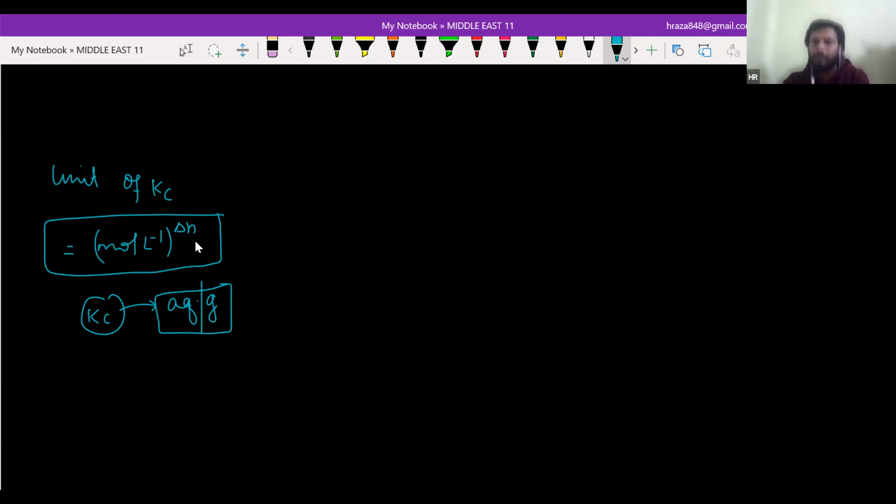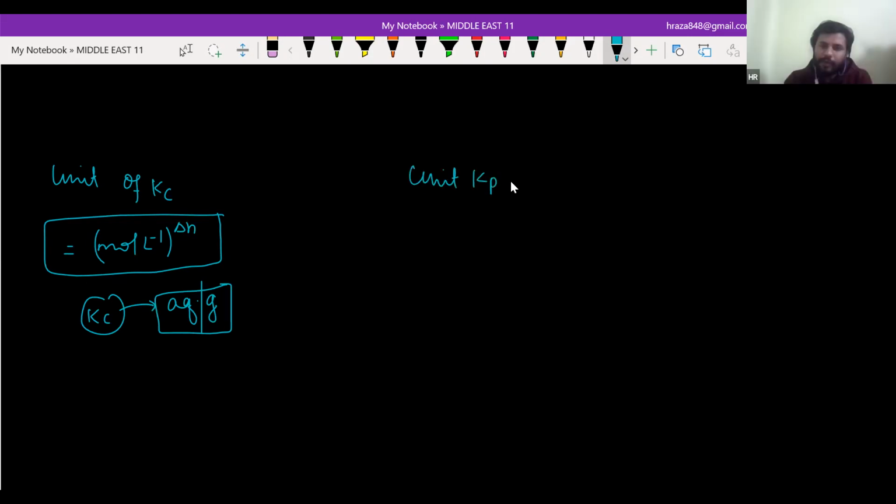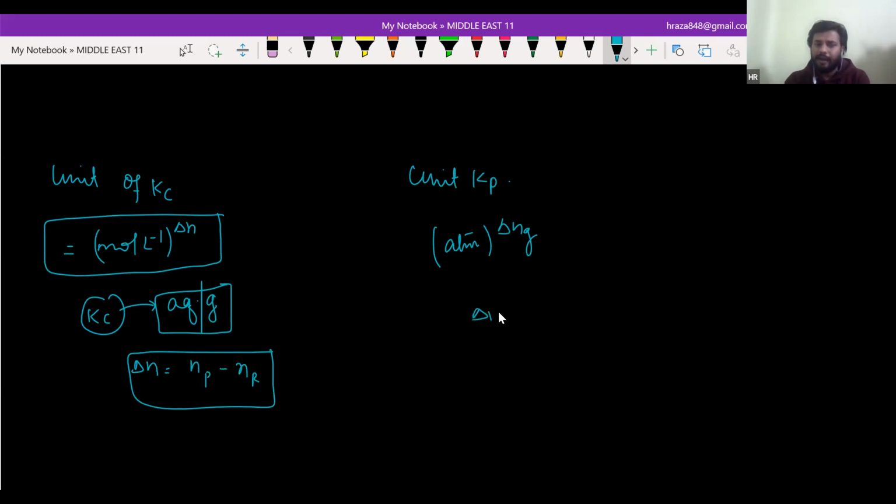Yes, sir. And the unit of Kp will be atm or bar, whatever it is, to the power delta Ng, because it is especially for gas, so we will just consider gas. And we know that delta n is equal to number of moles of product minus number of moles of reactant. And here delta Ng is equal to number of moles of product in gaseous state minus number of moles of reactant in gaseous state. Is that clear, everyone?